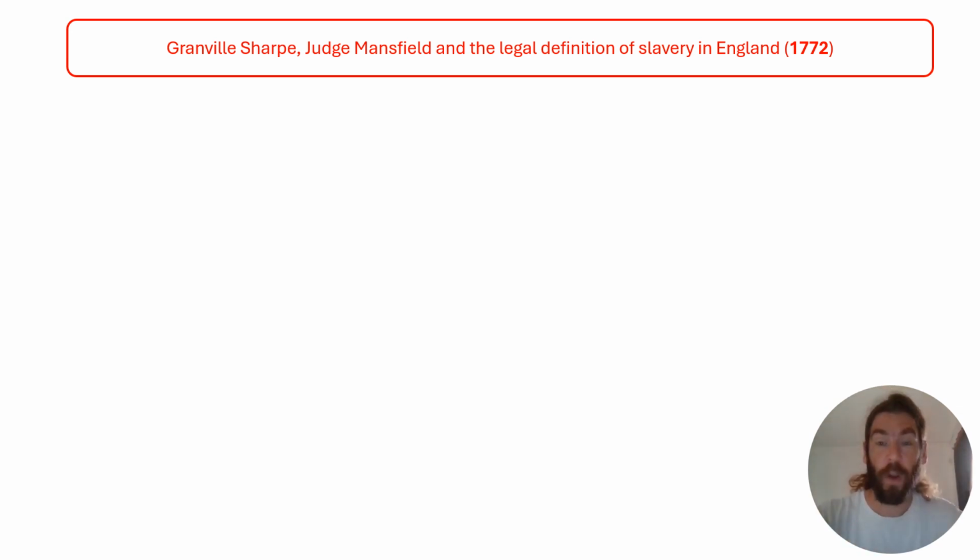This video is about Granville Sharp, Judge Mansfield, and the legal definition of slavery in England, ending in a verdict in 1772 about the legal status of slavery on the soil of England, so in England itself. Granville Sharp, Judge Mansfield, and the legal definition of slavery in England.